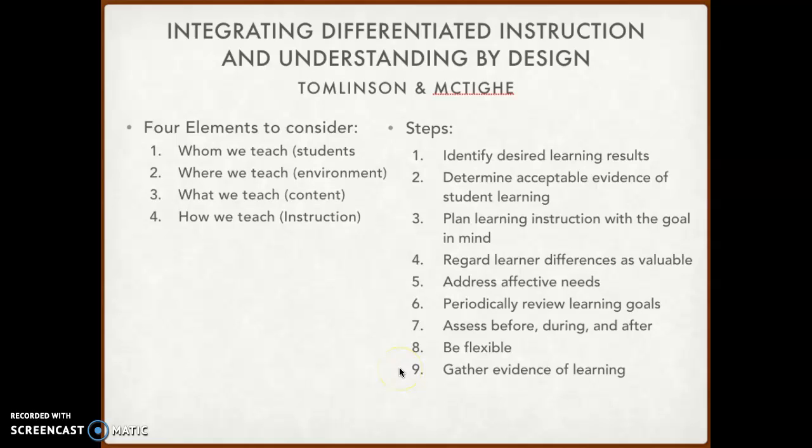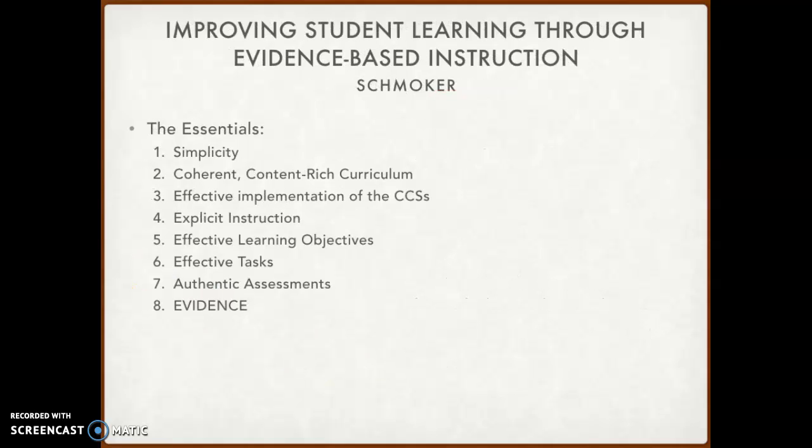9, gather evidence of learning, so that would be that assessment at the end or assessments throughout. For Schmoker, he discusses improving student learning through evidence-based instruction. So essentially, he's talking about teaching with simplicity. So don't use really complicated language. Don't try to teach a bunch of things at once. Be very simple about what you're trying to teach.